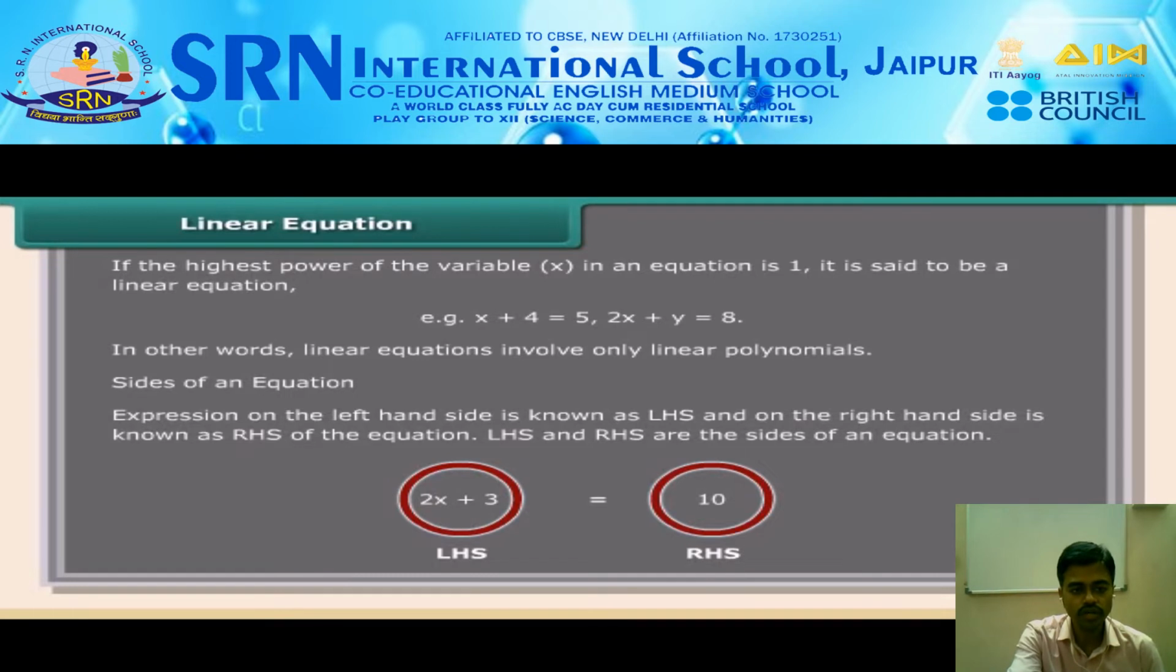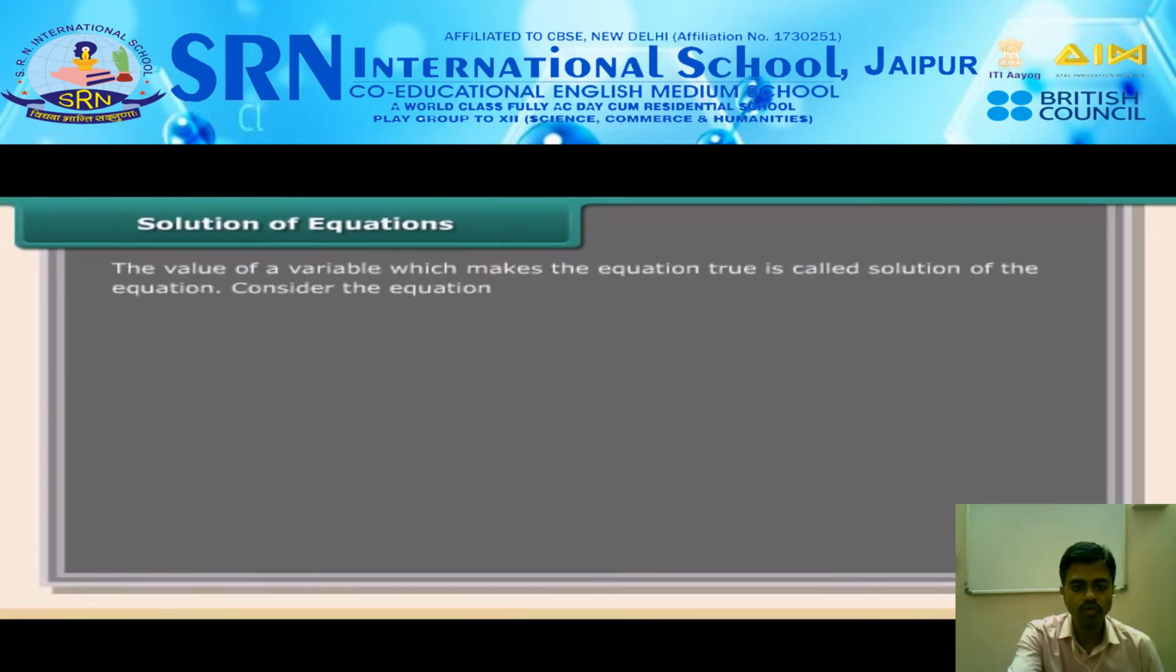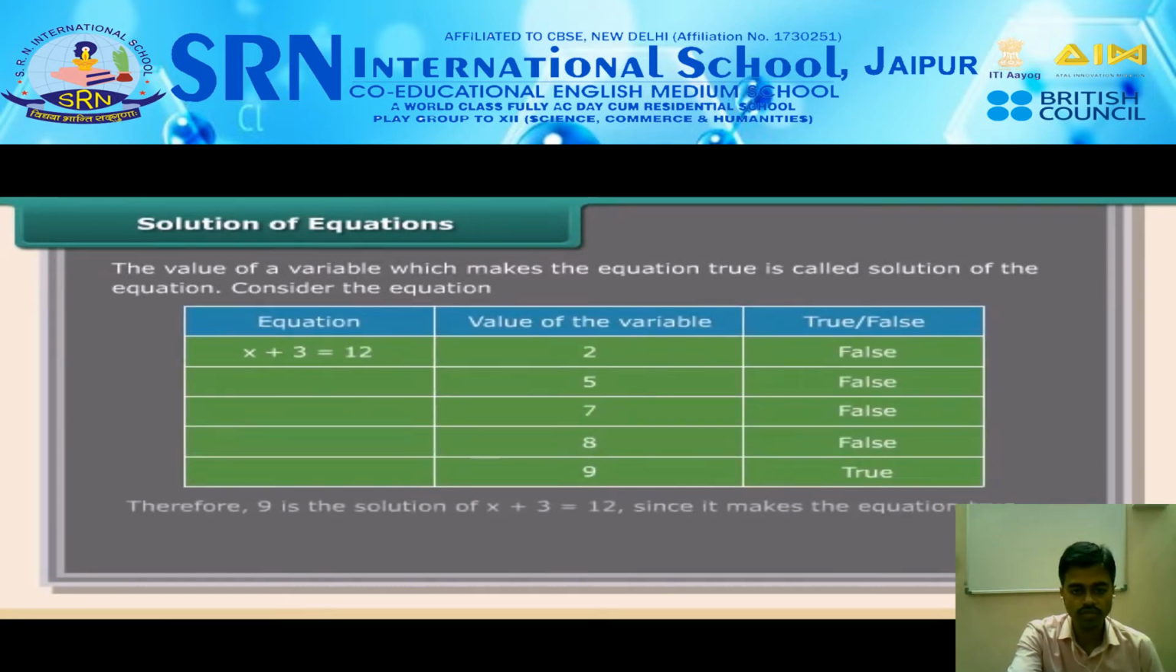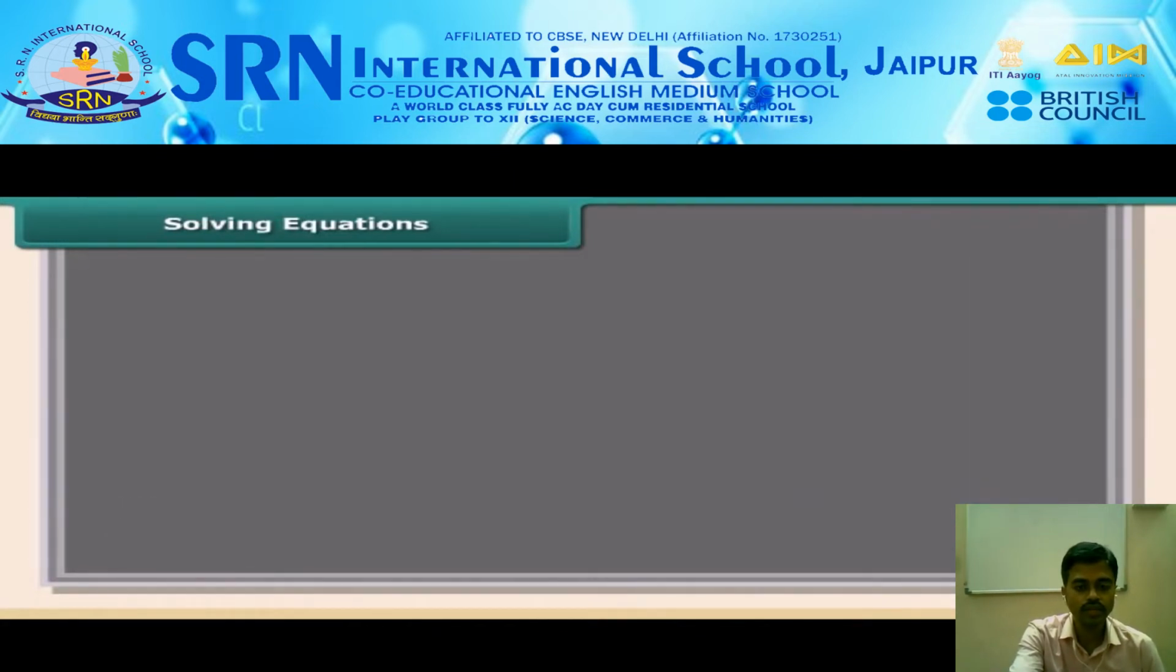Now we need to learn how the solution of such equations can be found. Here we have a table in which we are given x + y = 12. The values of these variables can be these options, and we need to find which would be the correct one. First is 2, 5, 7, 8, 9. If we put a correct value, then we will get the desired equation, which will give you the value 12. Any operation done on the left hand side of the equation must be done on the right hand side also, then it will be true.